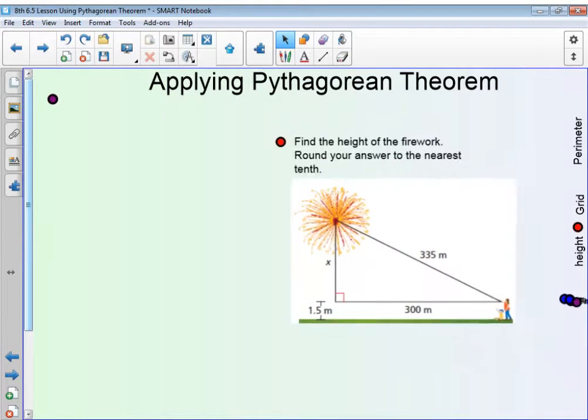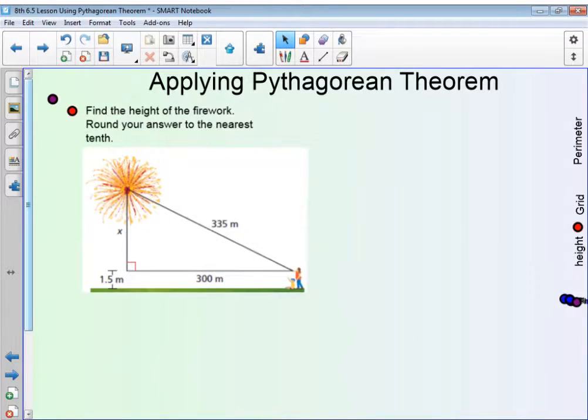To work that Pythagorean theorem. Okay, so here's another thing where it's a little bit more advanced. It says find the height of the firework, round your answer to the nearest tenth. So notice that we have a triangle there. It's a right triangle. In the end, we also have that when they measured this out, it was 1.5 meters to the ground yet. So we're going to have to add 1.5 to our final answer.